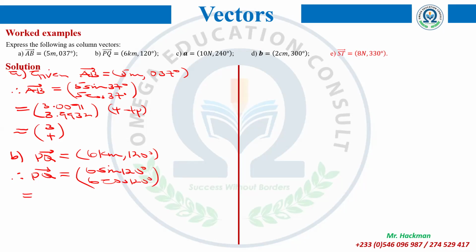6 sine 120 gives 5.1962. Then 6 cos 120, I think that will give you negative 3. So it will be negative 3. Have you done any approximation here? Yes, for the first component you approximated to 4 dp. Is that clear?